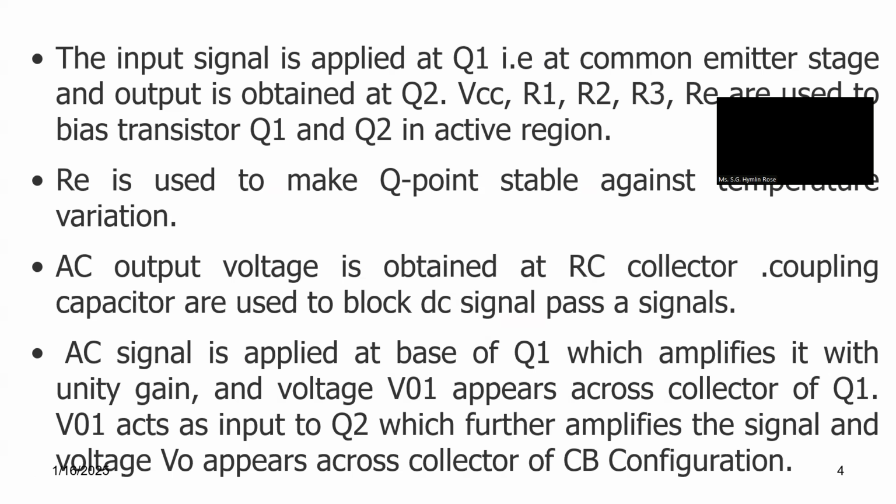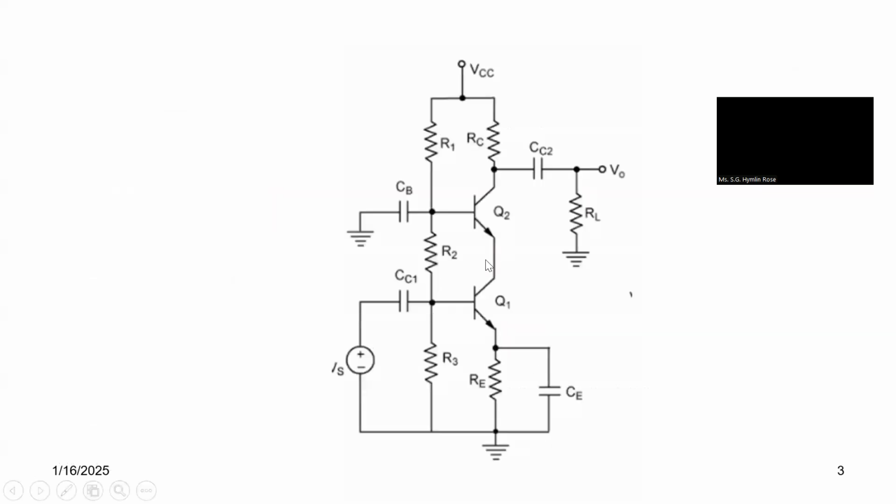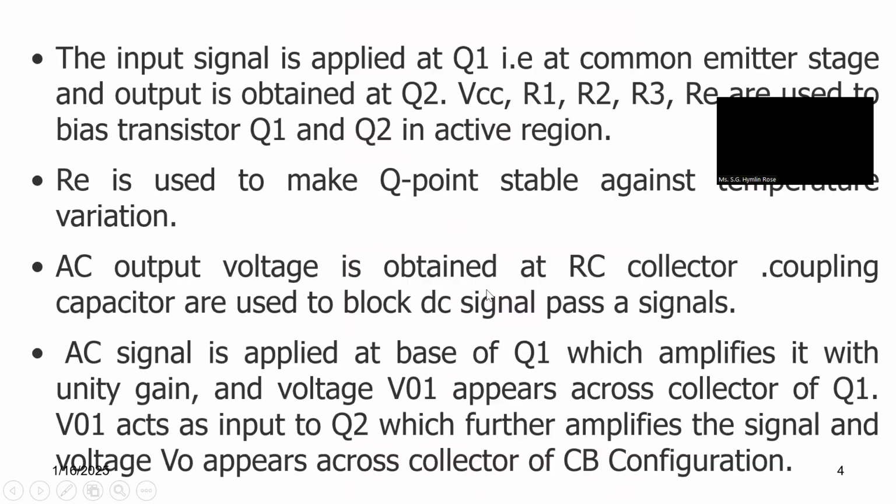And the AC signal is supplied at the base of Q1, which amplifies it, and the voltage V01 appears across the collector of Q1. This output V01 obtained at Q1 is fed as input to the second stage. What is the second stage? Common base. This acts as input to Q2, which further amplifies the signal, and the voltage V0 appears across the collector of the common base configuration. That is the second stage.